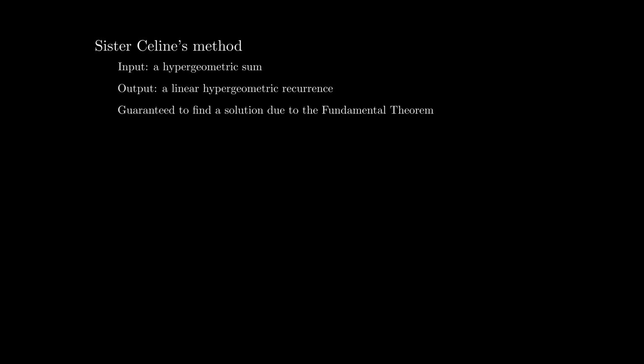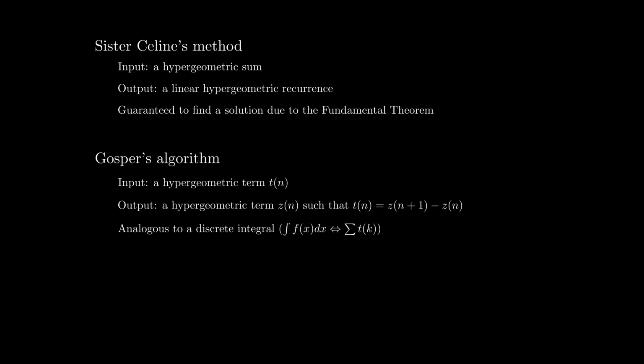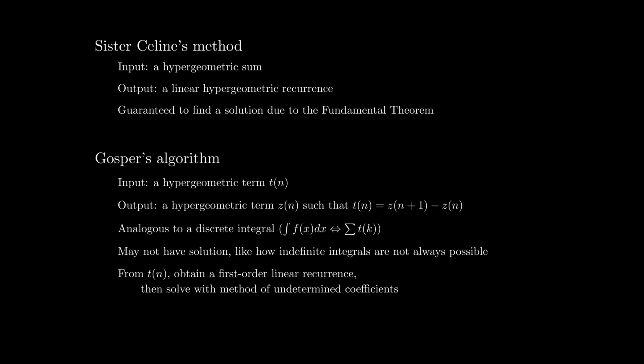Gosper's algorithm is kind of like a discrete integral for hypergeometric terms, able to express a hypergeometric term as a successive difference of some other hypergeometric term if possible. Gosper's algorithm does this by taking a hypergeometric term and turning it into a first-order polynomial recurrence, which we can now solve using the method of undetermined coefficients. But unfortunately, it is limited to only where indefinite sums are possible.